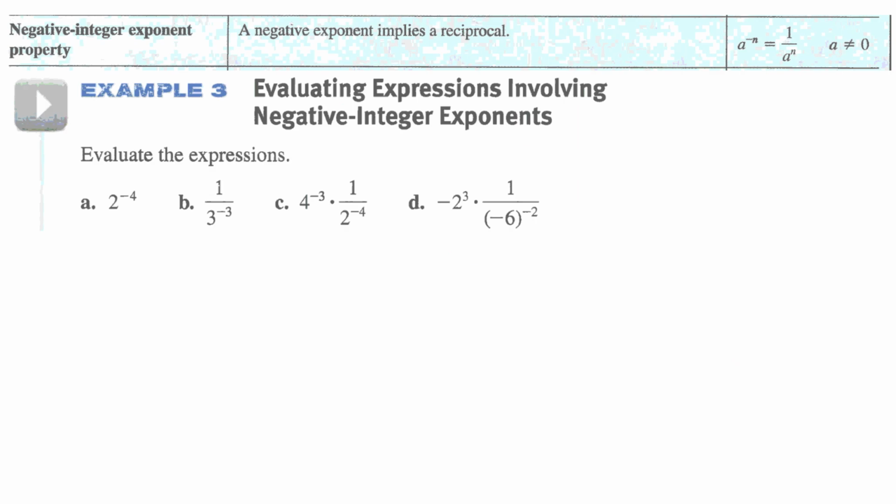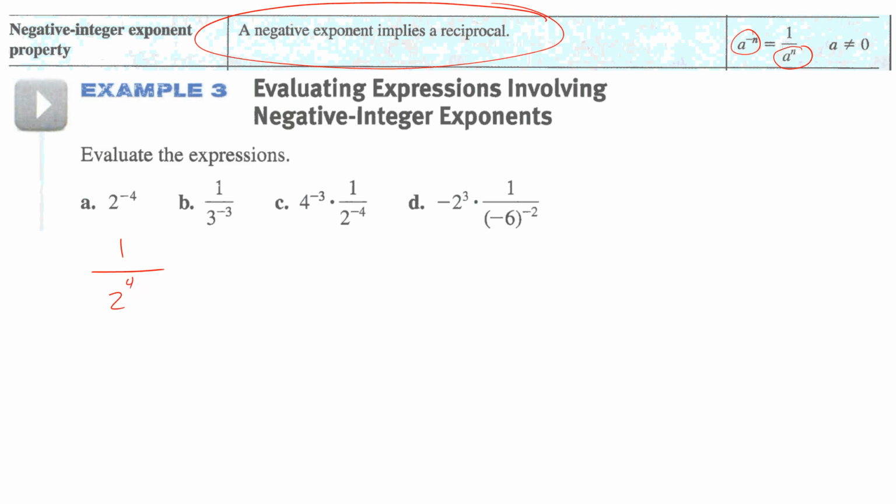Okay, what about negative exponents? So 2 to the negative 4th. Here's what this means. The negative means we're going to do the reciprocal. A negative exponent implies a reciprocal. So a to the negative n means 1 over a to the positive n. So 2 to the negative 4th is the same as 1 over 2 to the 4th.